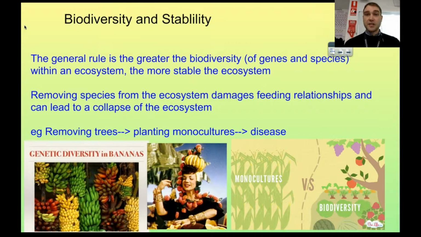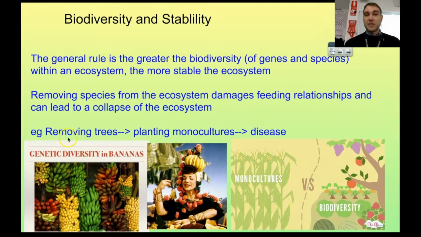The last bit we're going to look at is stability. We have a general rule in ecology that the greater the biodiversity in terms of genes and species present in an ecosystem, the more stable that ecosystem is. When you remove species from ecosystems, you damage things like feeding relationships between organisms in that ecosystem, and that can lead to the collapse of the entire ecosystem.